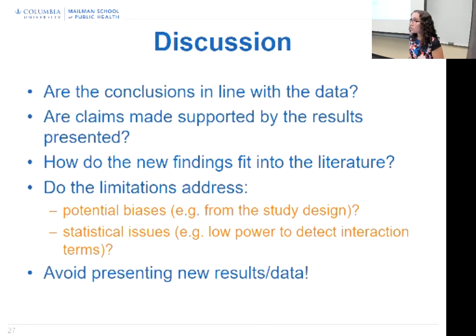What are the limitations? This is, to me, as the reviewer, the most important paragraph in the discussion. So what are biases that you have to be worried about? This might be related to study design, and then specifically related to statistical issues. Talk about things like low power. How did you handle missing data? I want to know how all of those decisions might impact these results.